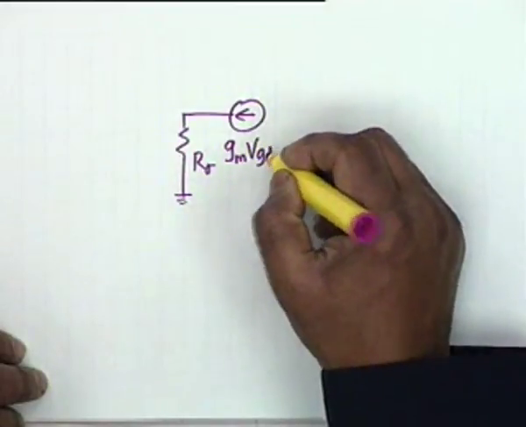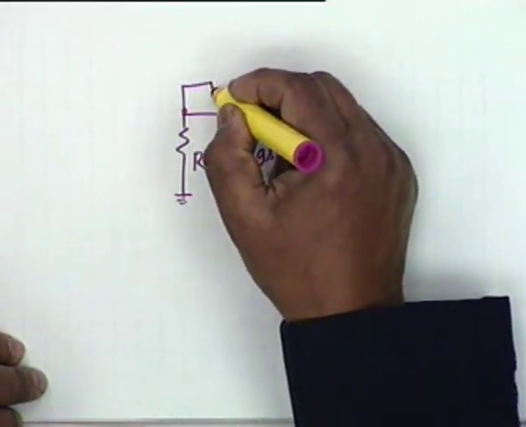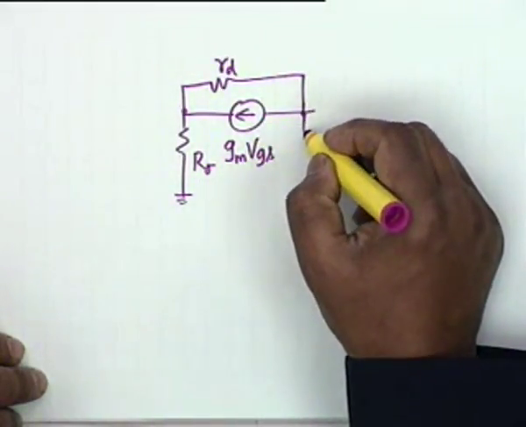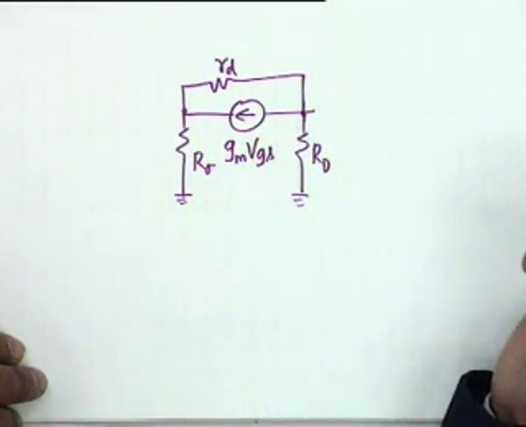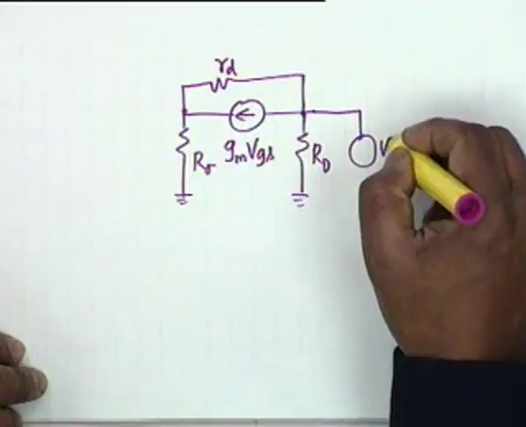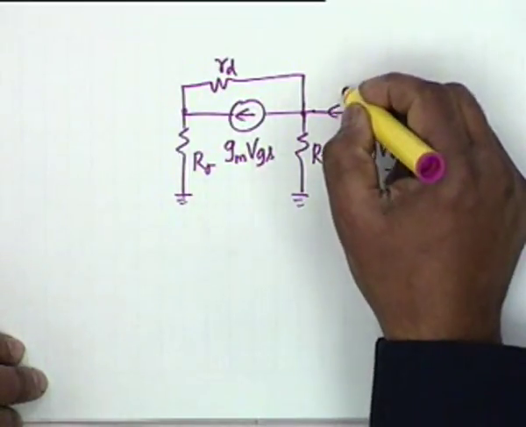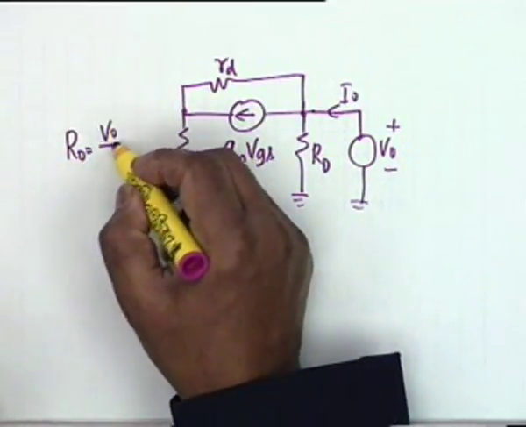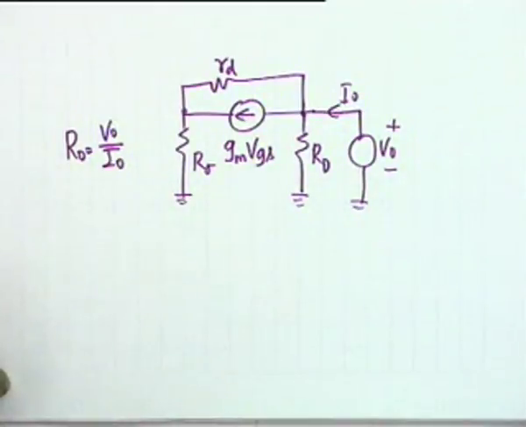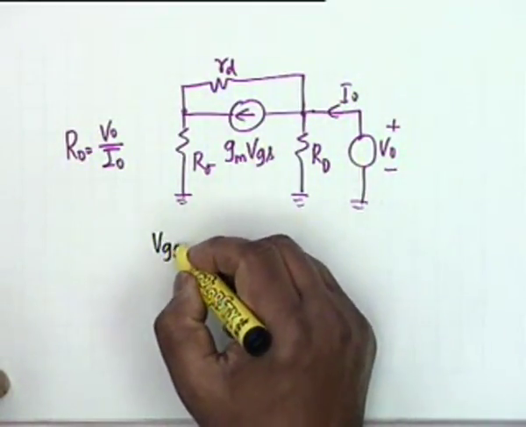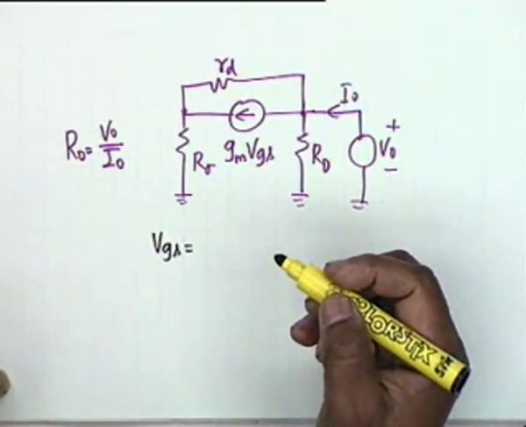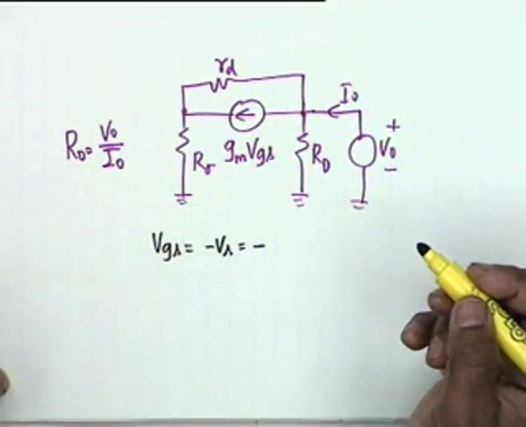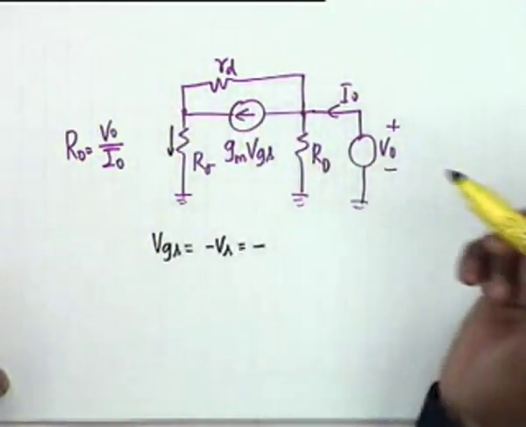gm vgs, parallel rd, and there is a resistance capital RD. You have to connect a voltage generator here, and the current i0 has to be found. R0 would now be equal to v0 by i0. But what is vgs? Minus vs, and what is minus vs? This is minus. What is the current flowing through this?